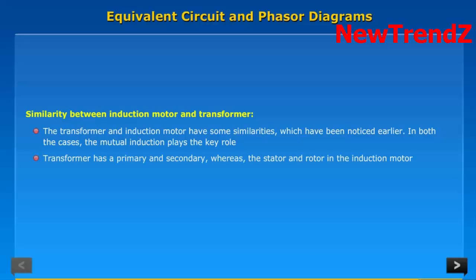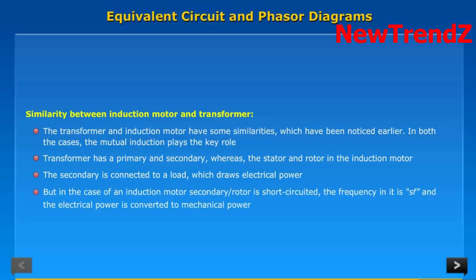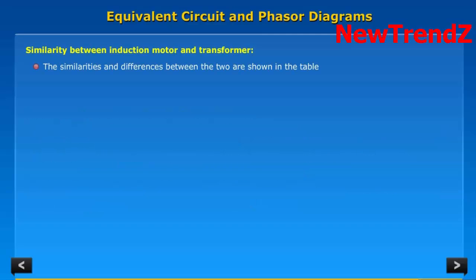Transformer has a primary and secondary, whereas the induction motor has a stator and rotor. The secondary is connected to a load which draws electrical power. But in the case of an induction motor, the secondary or rotor is short-circuited. The frequency in it is sf, and the electrical power is converted to mechanical power. The similarities and differences between the two are shown in the table.